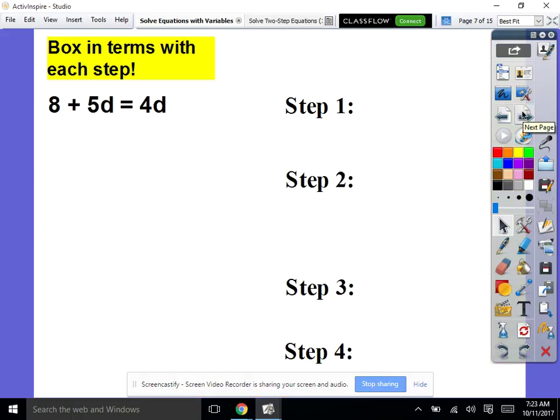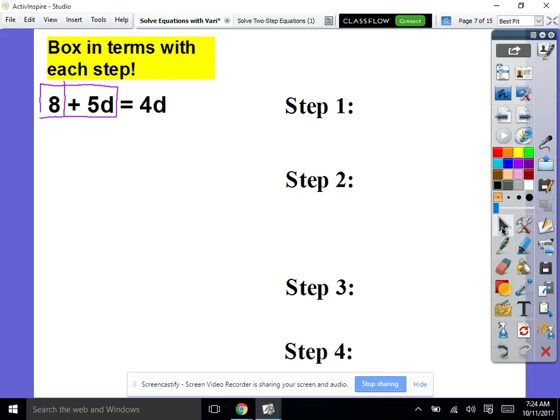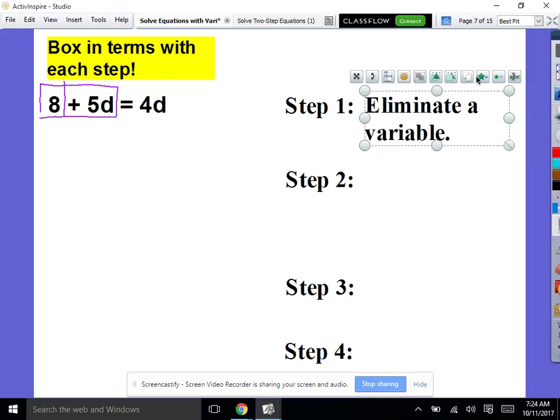All right, so very important, I have it highlighted in top. We're going to box in terms with each step. So draw the line in front of the sign and box in your terms so that you can see there are two terms on the left side of the equation. Step 1, and you'll need to pause the video to write these down: eliminate a variable.